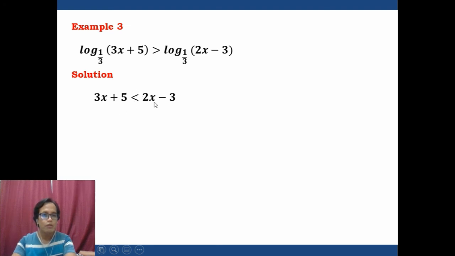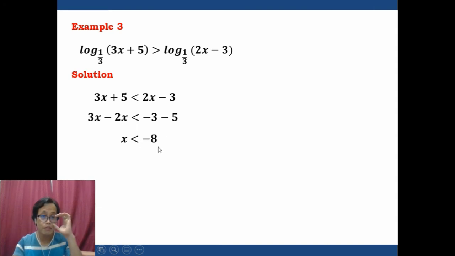So to solve now for x, we copy 3x and we use the subtraction property for 2x here and also for 5. So we copy 3x, subtraction property, that becomes negative 2x. Then also we copy negative 3, then this becomes negative 5. So to continue, 3x minus 2x is x, is less than negative 8. So x is less than negative 8. This is our first inequality. Let's proceed to the restrictions.